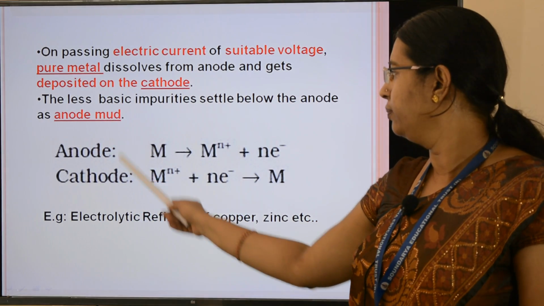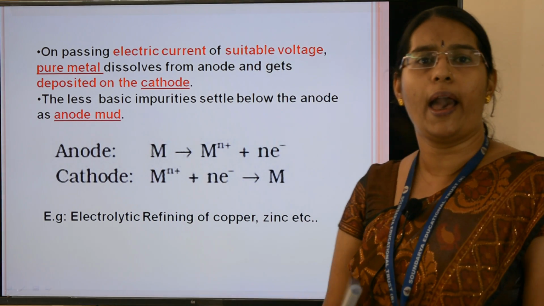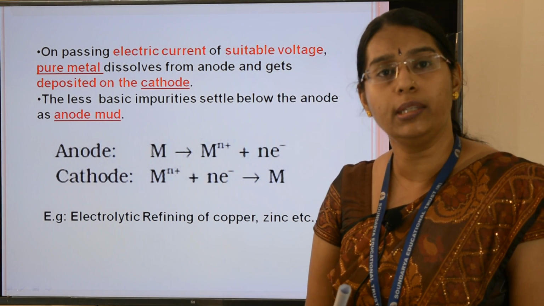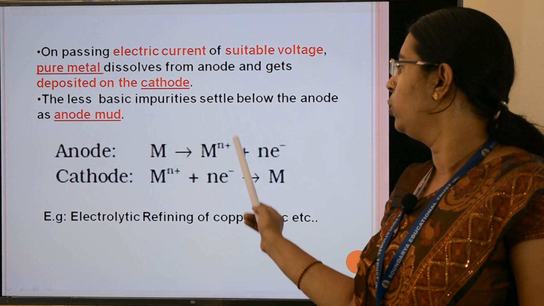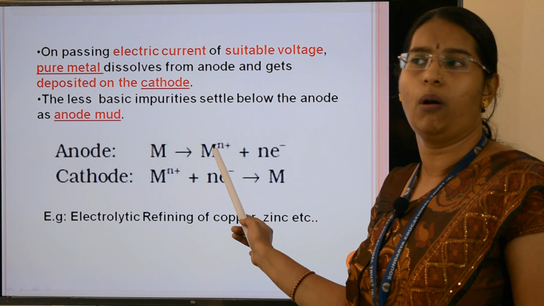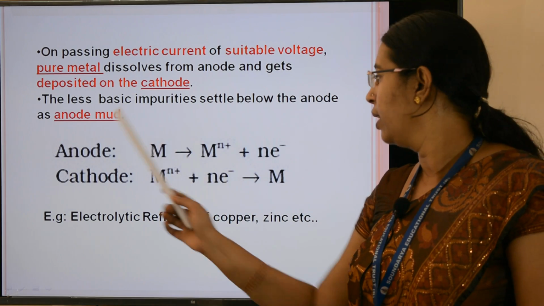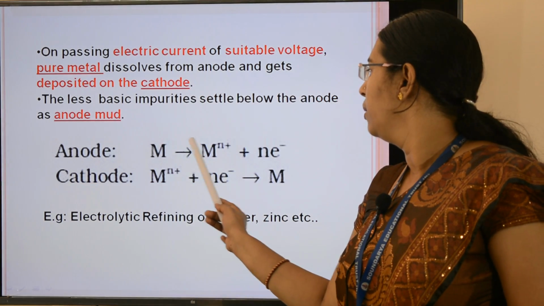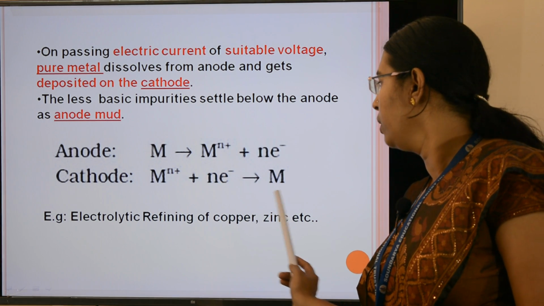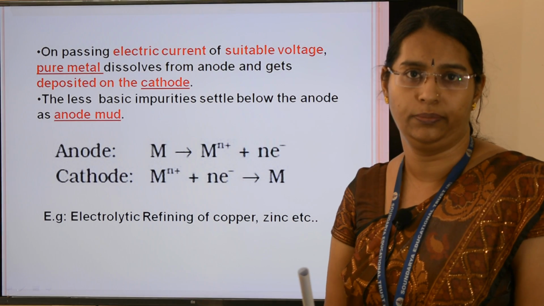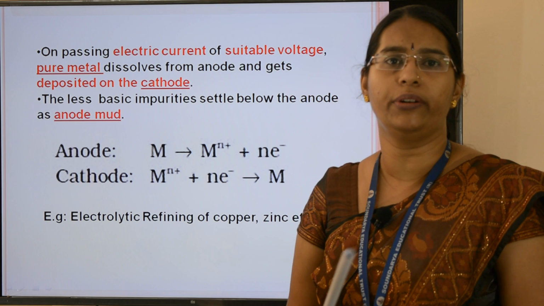Now the reaction. At the anode generally oxidation takes place. Anode is the electrode in which oxidation reaction takes place. Here metal is converted into its positive metal ion, or cationic form, and it releases the electrons. Then at the cathode, metal ion combines with these electrons and it deposits as the particular metal. So you should remember, anode is the electrode in which oxidation reaction takes place.